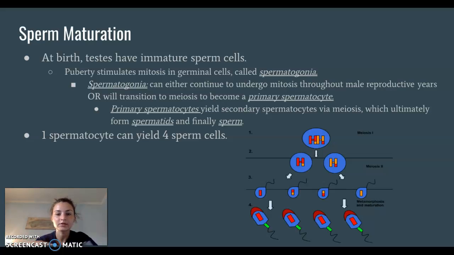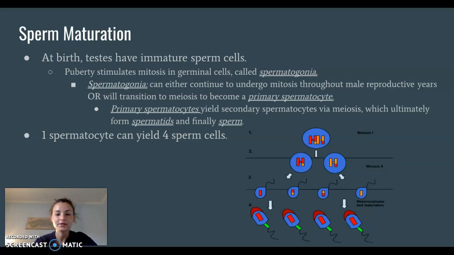They can either continue to undergo mitosis throughout a male's reproductive years to produce more germinal cells, or they'll transition into meiosis, in which they will first produce a primary spermatocyte. So the spermatogonia that transition into meiosis are what are responsible for ultimately producing sperm.